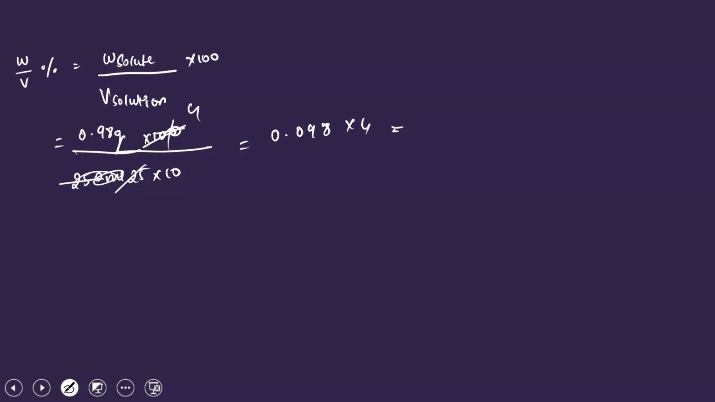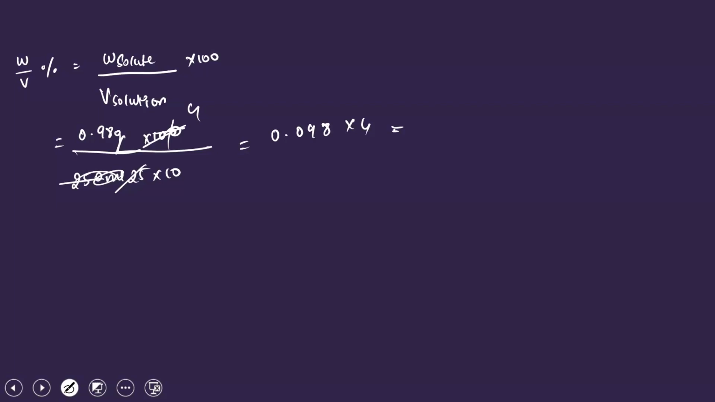Molarity is a separate concept, molality is a separate concept, weight by weight percentage, weight by volume. Yesterday when you took notes, did you write 6 terms in total? Okay, not a problem. Now do you understand? Fine, so for 0.098 into 4, what do you get?